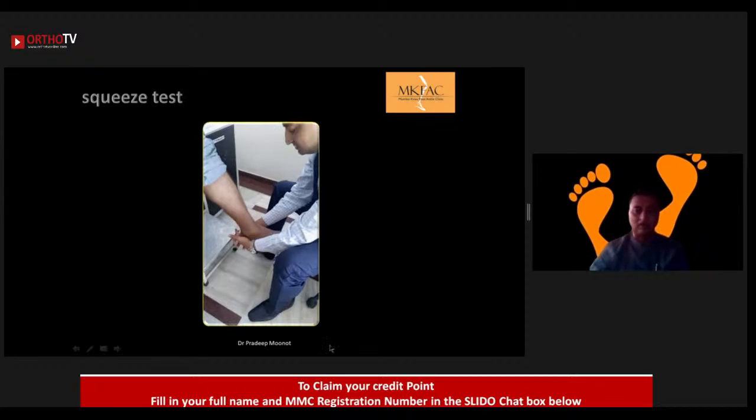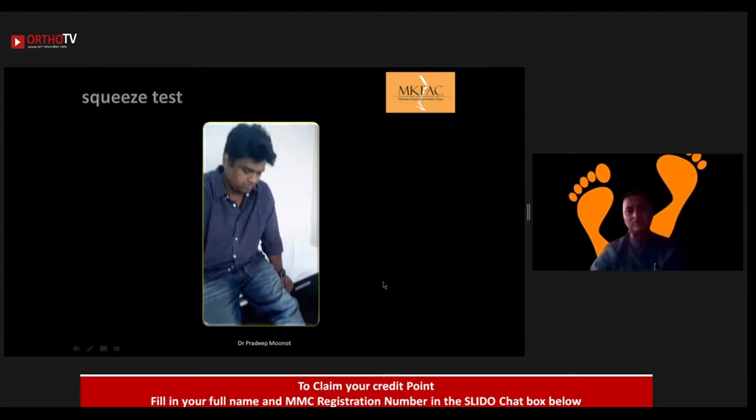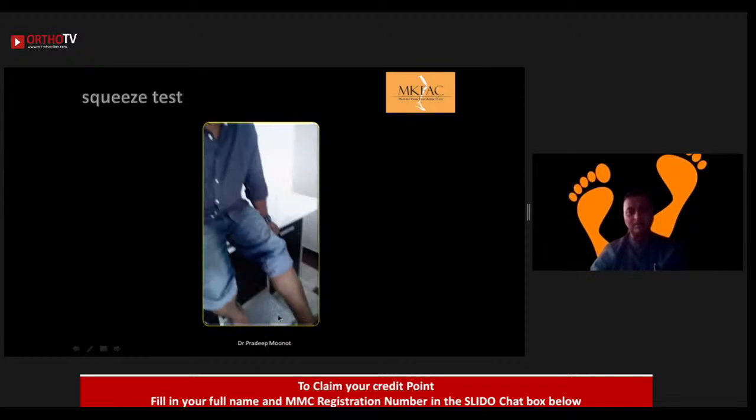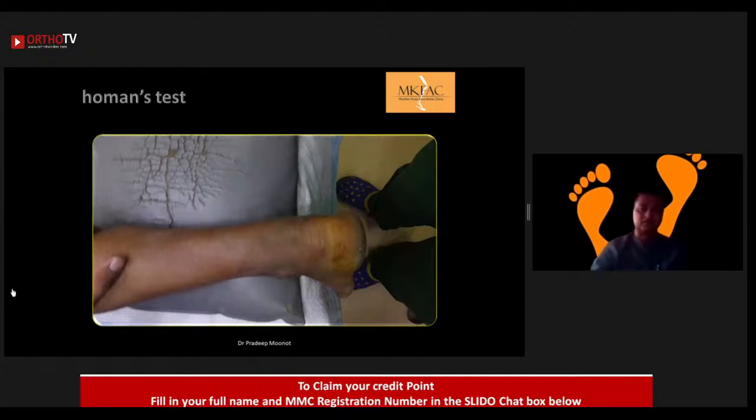A special test you need to learn to do is called the squeeze test, where you're compressing the heel: hold the heel on both your palms and squeeze it. And when you squeeze it, look at the face. Look how painful it is. When you're squeezing it, you can see how painful it is. Look how he winces. That's a telltale sign of a stress fracture.